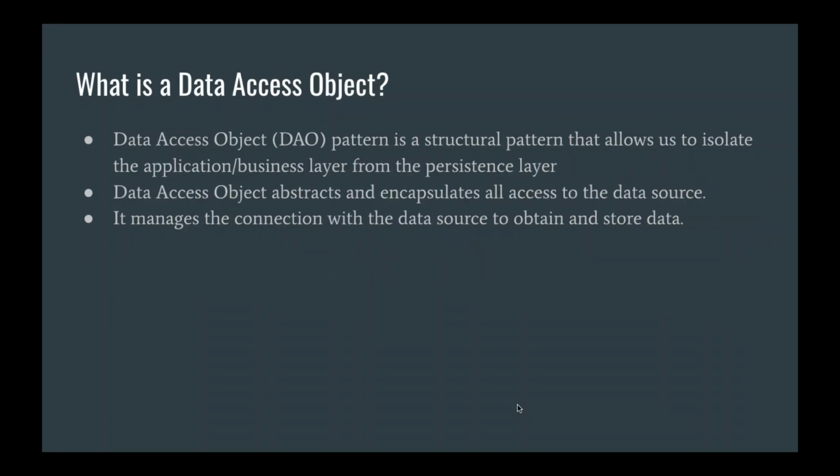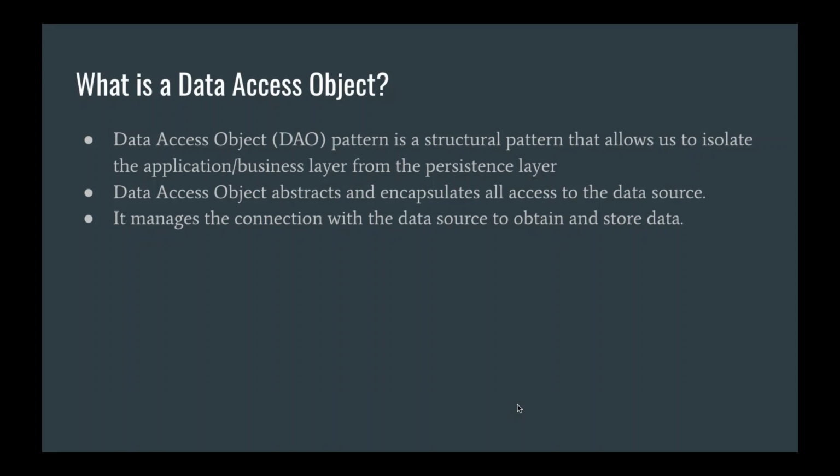And going further into the next one, I think this will be the last one. What is a data access object? There is actually a data access object pattern, which is a structural pattern that allows us to isolate the application from the business layer where all the business logic happens. It separates that from the persistence layer, which is the one that takes care of the database transactions and the CRUD operations in the database or the storage system.